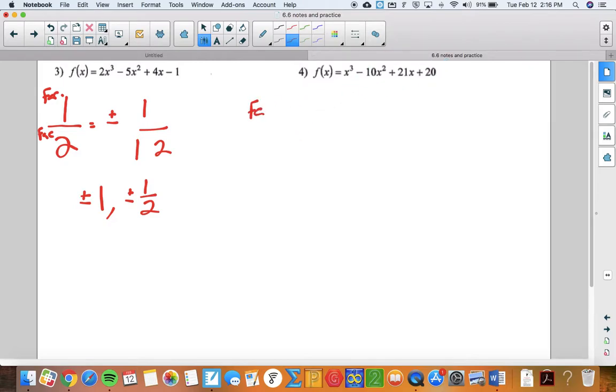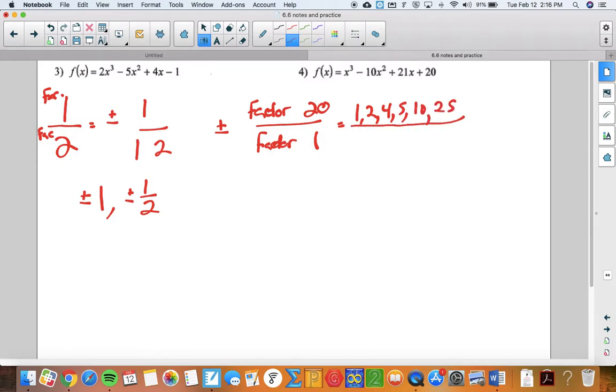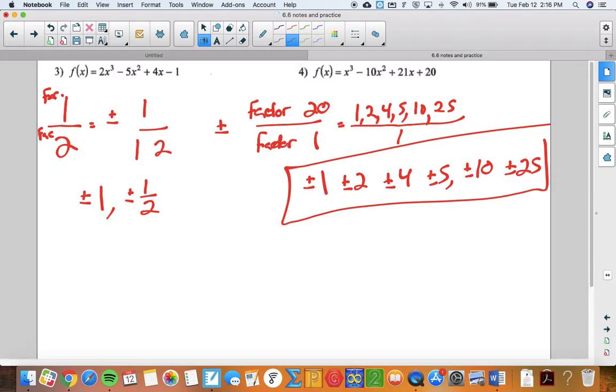Last but not least, our constant is 20, so let's factor 20, and then we're going to divide that by the factors of our leading coefficient, which is 1. Factors of 20: 1, 2, 4, 5, 10, and 20. Factors of 1 are just 1. So we divide by 1 again, it's silly, so it's plus or minus 1, plus or minus 2, plus or minus 4, plus or minus 5, plus or minus 10, and finally, last but not least, plus or minus 20. There's our list of potential zeros for that polynomial.